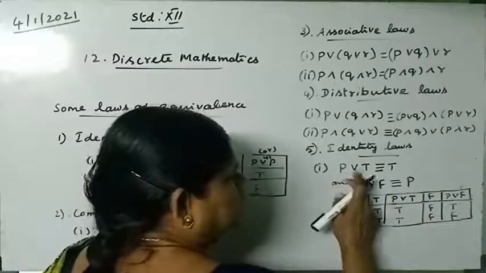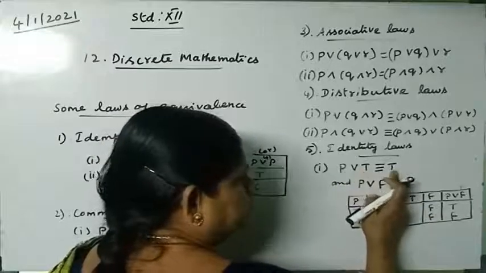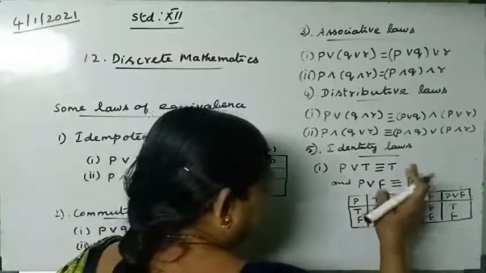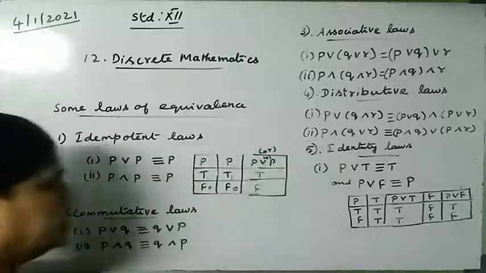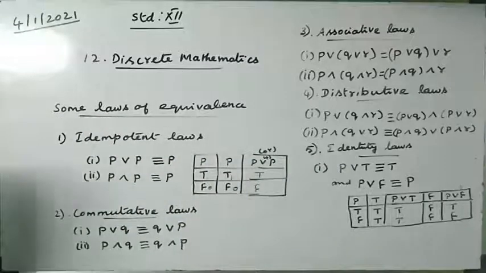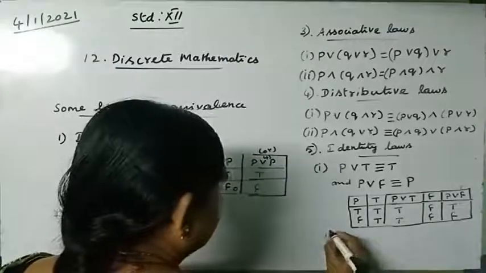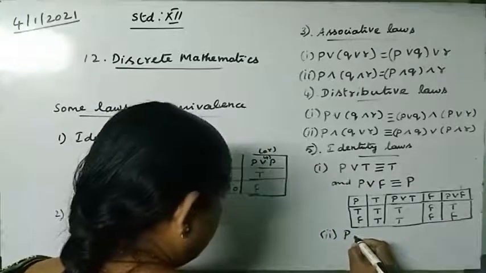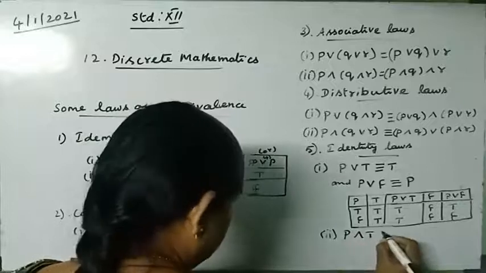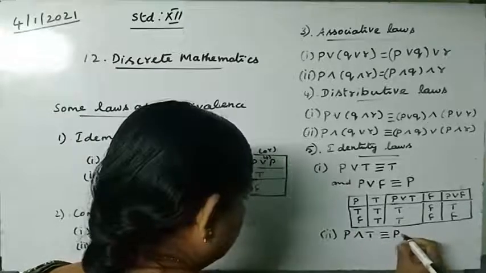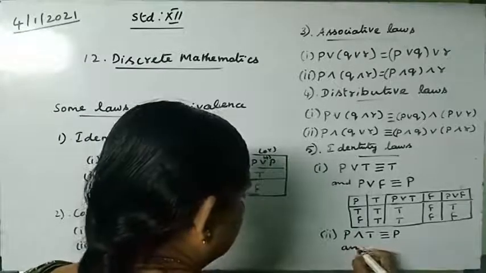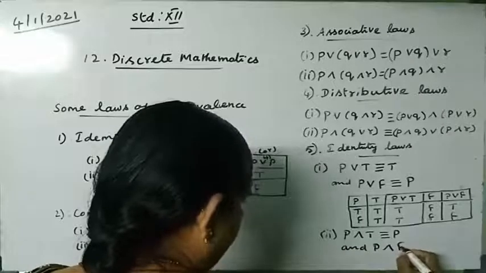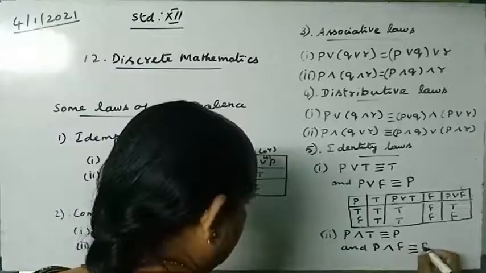So P or true எடுக்கும்போது true value கிடைக்குது. P or false எடுக்கும்போது P-ங்கிற value-வே கிடைக்குது. Okay, so this is identity law. And one more law we can frame by using this, P and true, which is equivalent to P, and P and false, which is equivalent to false.